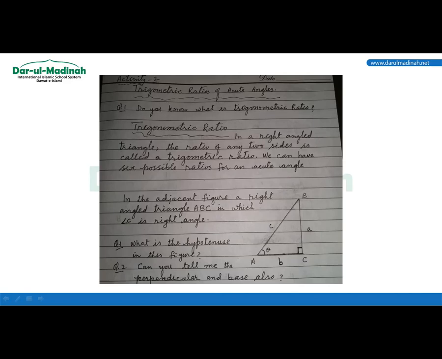In this figure, what is the hypotenuse? C, the opposite side of the right angle. Students, can you tell me the perpendicular and base? Yes, participate. If you participate, you can learn. Yes, perpendicular is A because it is the opposite side of this considering angle theta, and the remaining side is base.